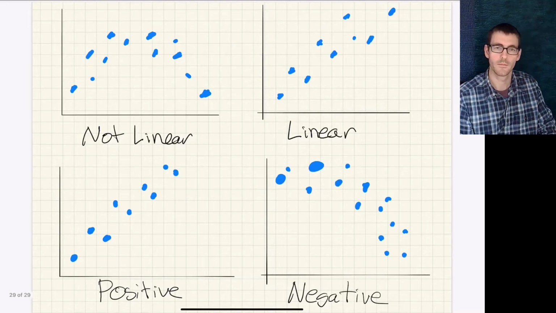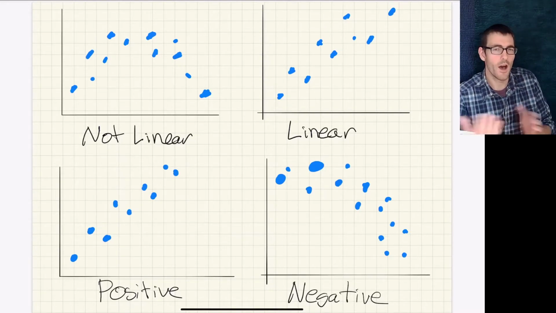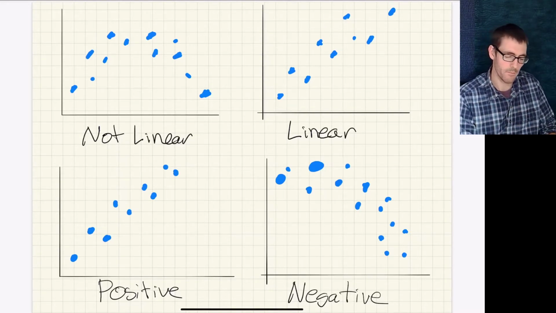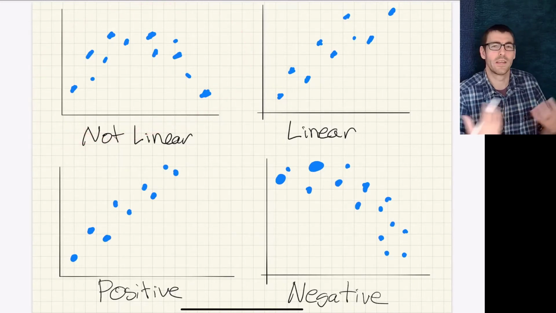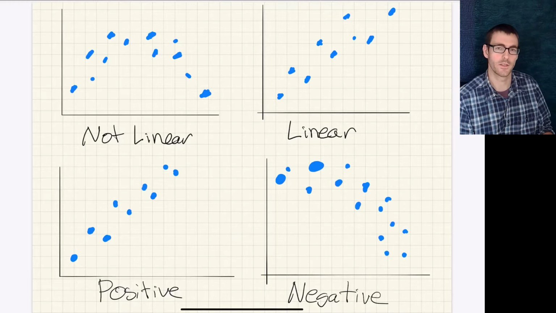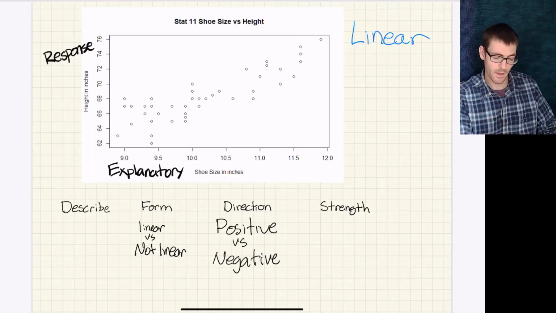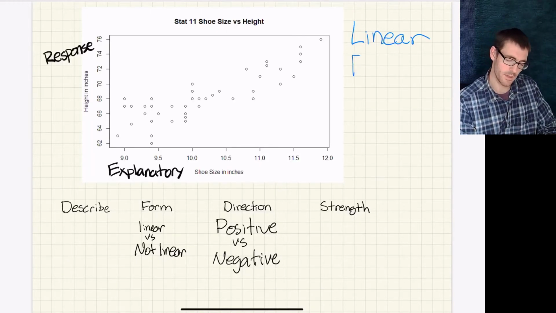Cool. If you can't really tell if it's going up or going down, or maybe if it's doing both, then we're just going to say that there's no real direction to the association. So our example here is going to be a linear positive association.